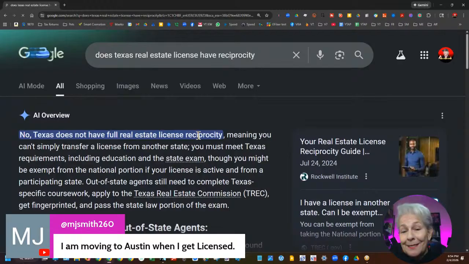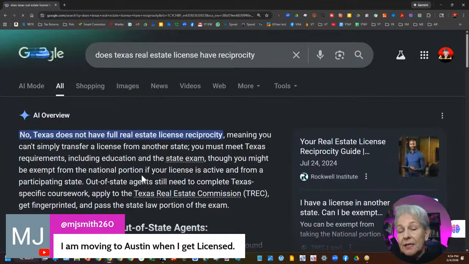No, Texas does not have full real estate license reciprocity, meaning you cannot simply transfer a license from another state. You must meet Texas requirements, including education and state exam, though you might be exempt from the national portion.